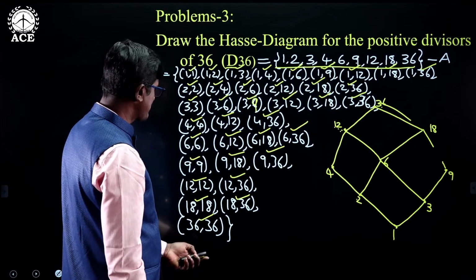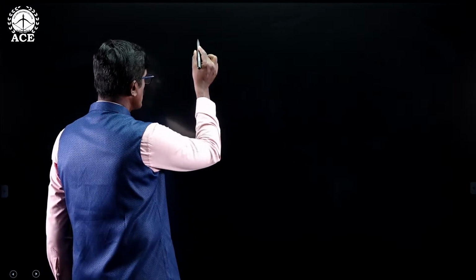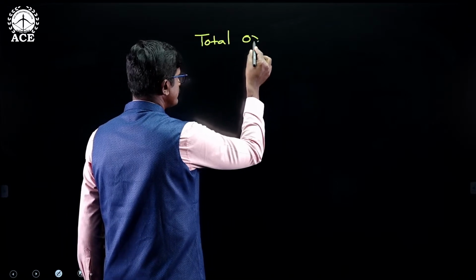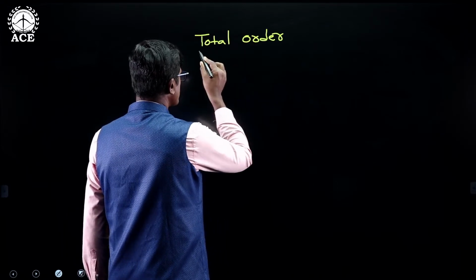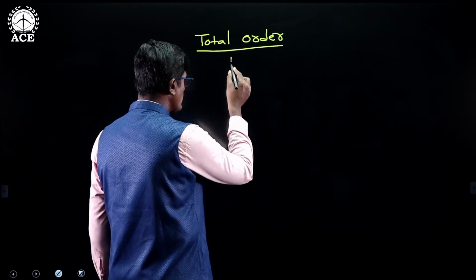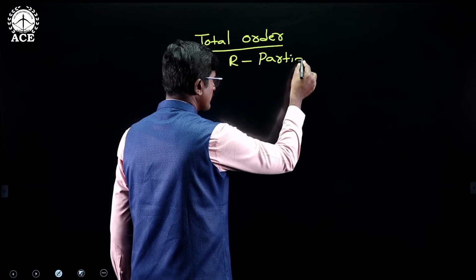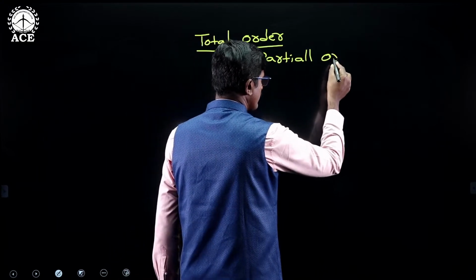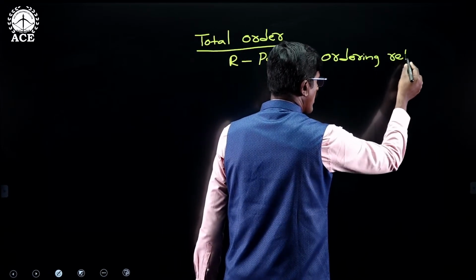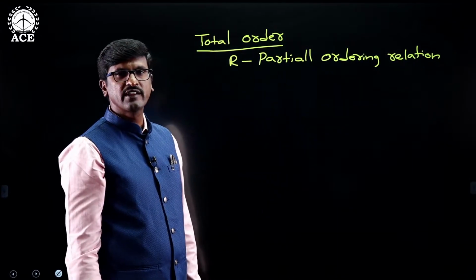Before I explain the function, let me explain total order. Total order. So this total order is defined for a partial ordering relation. Whatever relation we are taking, it must be a partial ordering relation. So if R is a partial ordering relation, then we can define the total ordering relation for it.